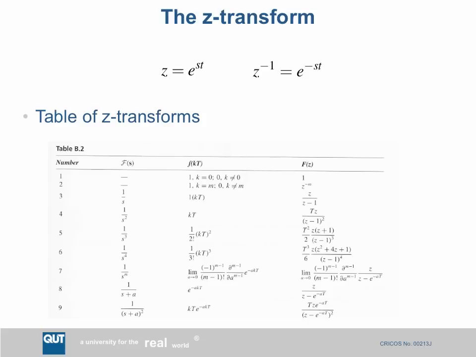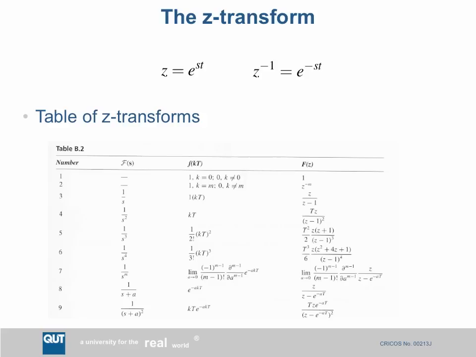So let's look at the fourth row where we see 1 on s squared. It's equivalent to what we call the z transform, which is T multiplied by z over z minus 1, all squared. So if there is an expression in the Laplace domain, we can look it up in a z transform table to get the equivalent expression in terms of z. This is a third way of converting from Laplace transform space to what we call the Z transform space using this variable z, and we know that z to the minus 1 equals a delay of the signal by one time step.